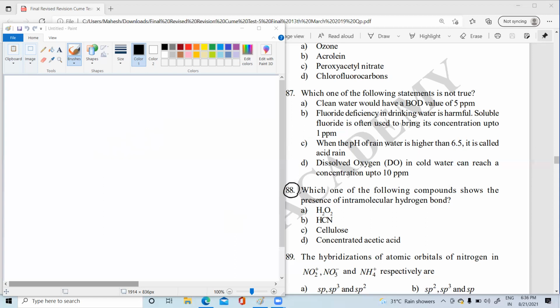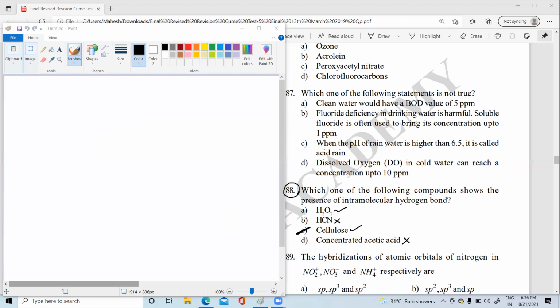And next, question number 88. Which one of the following compounds shows the presence of intramolecular hydrogen bonding? Intramolecular hydrogen bonding means hydrogen bonding within the molecule. We'll check, students. In H2O2 it will also be possible. HCN will not be possible. Cellulose is also possible. Concentrated HCl is not possible. So among these, the correct answer is option C.